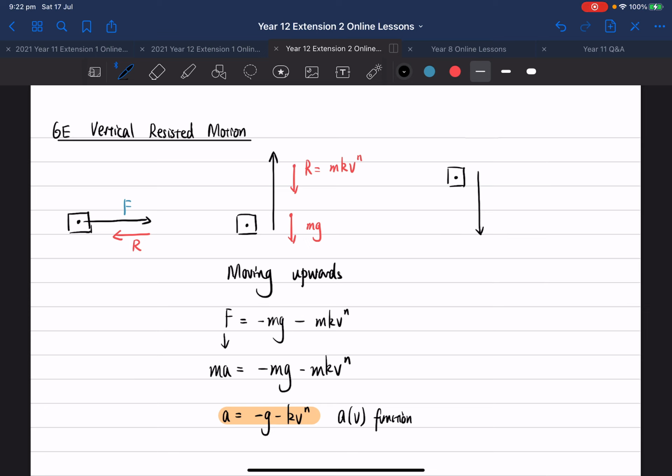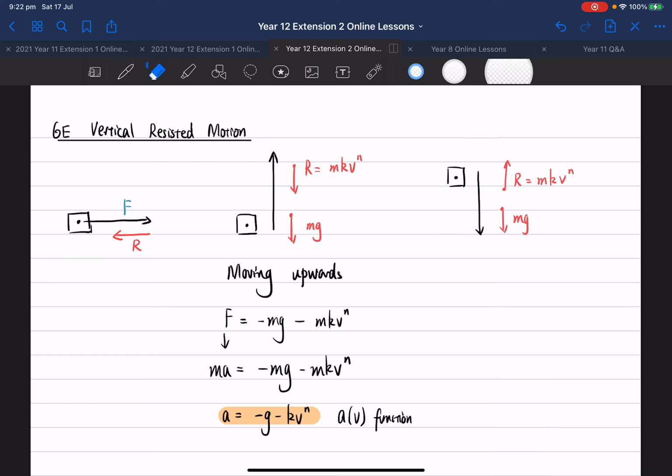Now let's look at the forces related to this object. Firstly, we still have a gravitational force going downwards. Gravity is always going down. It doesn't matter if you're throwing the object up or down, gravity is still acting on the object downwards. Now what about the resistant force? The object is moving downwards, and the resistant force is opposite to the motion, which means it is going up. It is still equal to mkv to the power of n, so there's nothing changed here.